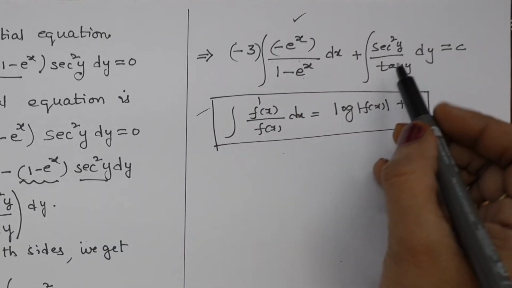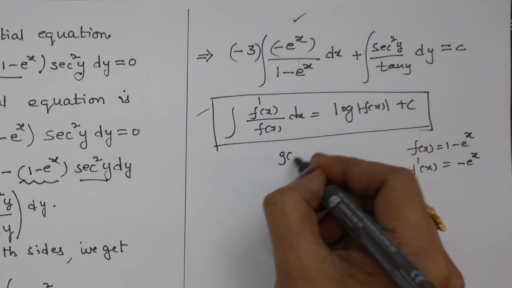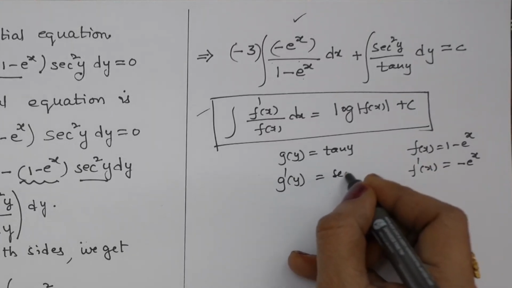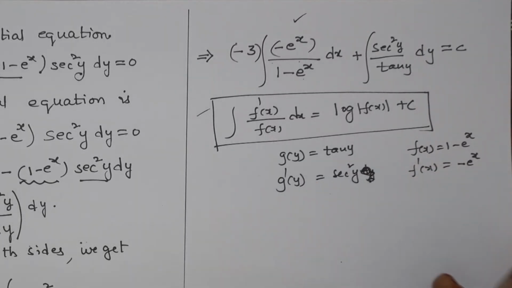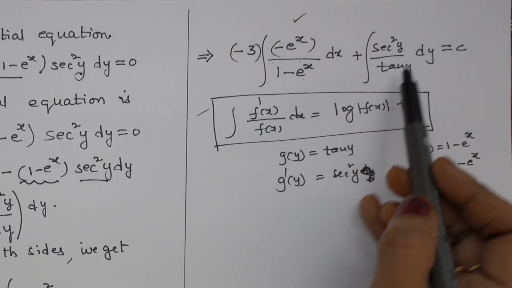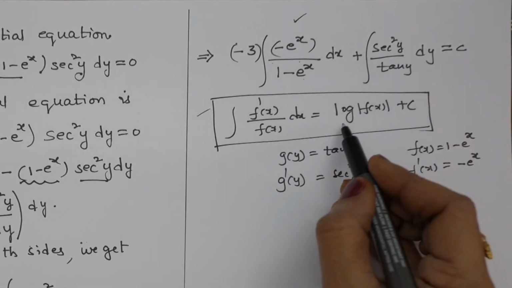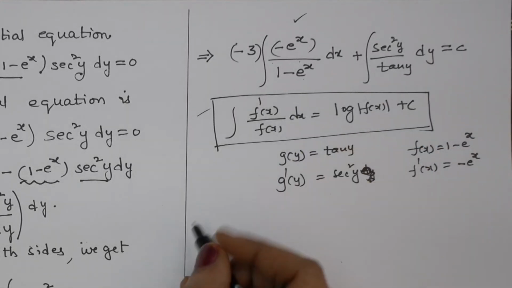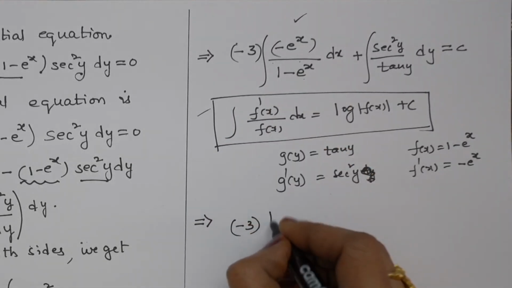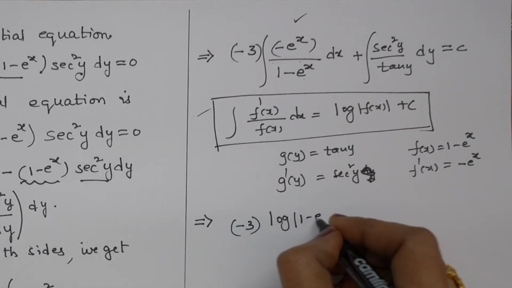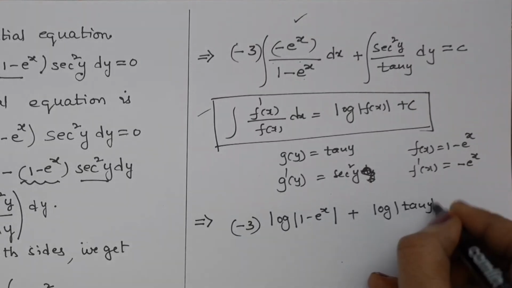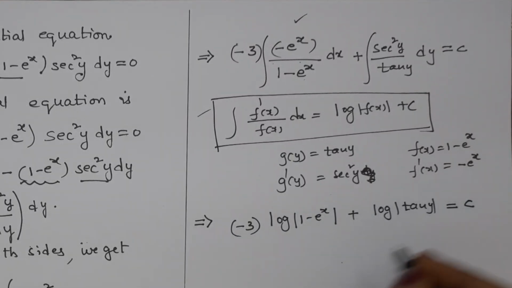And in the second term, let us take g of y is equal to tan y. What is g dash of y? Secant square y. G dash of y is secant square y. So, this term is of the form integral g dash of y by g of y dy. Okay. So, this can be written as log modulus tan y. So, by using this formula, we can write minus 3 log modulus 1 minus e power x plus log modulus tan y is equal to some constant c.